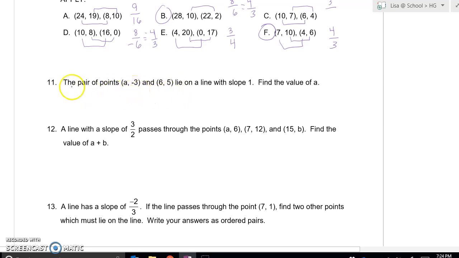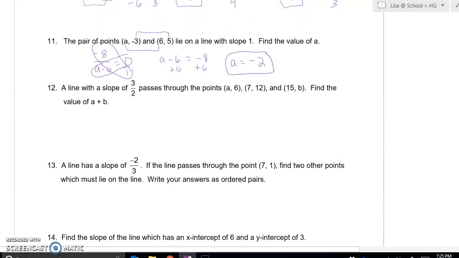In number 11, we are given two ordered pairs, and when you calculate slope, you should get 1. So I'm going to do the change in y. -3 minus 5 is -8. The change in x is a minus 6. Set that equal to 1. 1 is the same as 1 over 1, so I can cross multiply here. A minus 6 times 1 is a minus 6. -8 times 1 is -8. Add 6 to both sides, and we get A is -2.